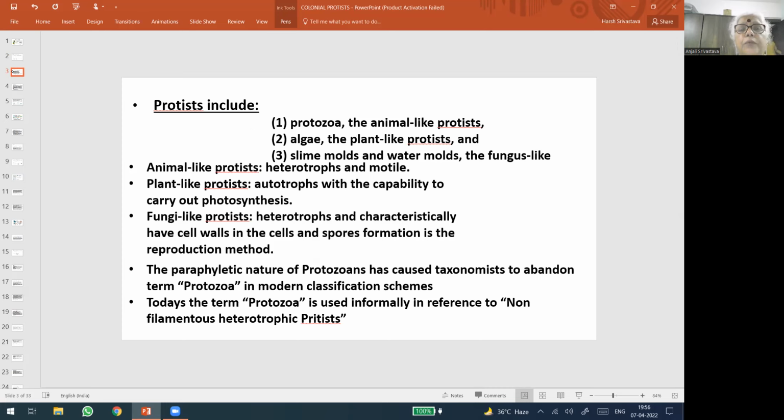Then the protists include the protozoa, the animal-like protists, algae, the plant-like protists, and slime molds and water molds, the fungus-like protists. The slime molds are multicellular organisms, whereas the algae, the plant-like protists, include the volvox. Volvox were initially considered colonial protozoa of the phyto group, because they have green chlorophyll-like pigment, with the help of which they can photosynthesize.